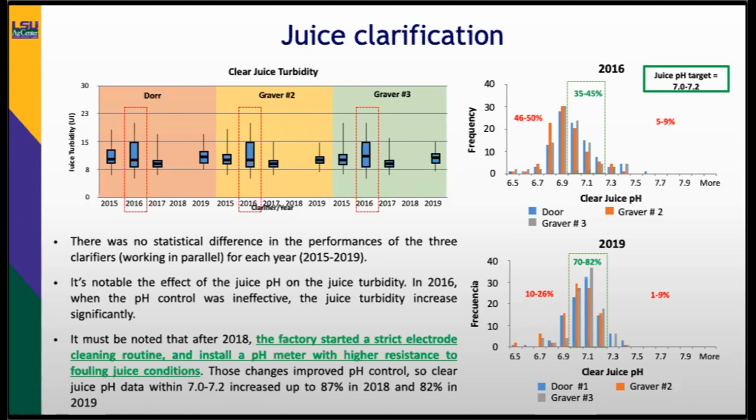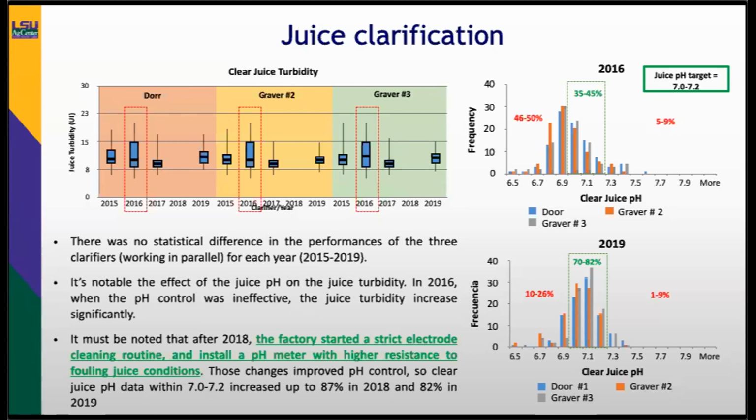If you go to the graph on the right side, on the bottom of the presentation, you can see the histogram of the pH, but in 2019. And you can see that the control of pH improved, because now between 70 to 82% of the juice had the correct pH, between 7 to 7.2.